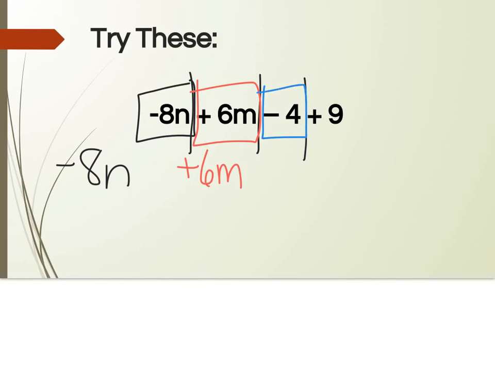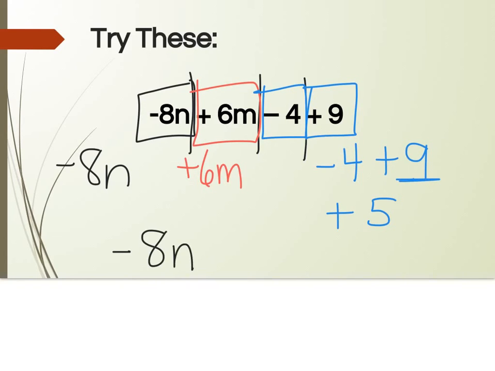But you can combine the negative 4 and the positive 9 because they are constants and both don't have variables or letters with them. You have a negative 4 and a positive 9. They are different signs, so you subtract. 9 minus 4 is 5, and the bigger number was the 9, so it's a positive. Then you just bring everything down. Your final answer is negative 8n plus 6m plus 5.